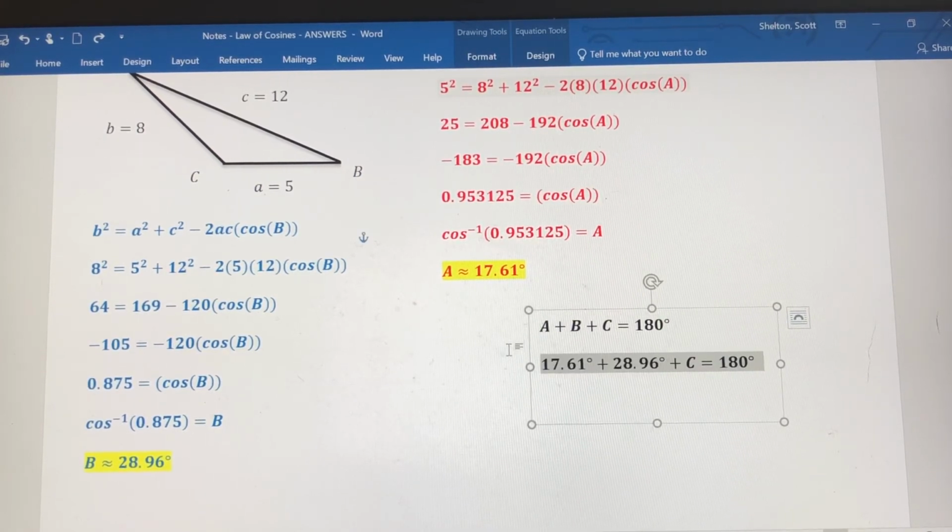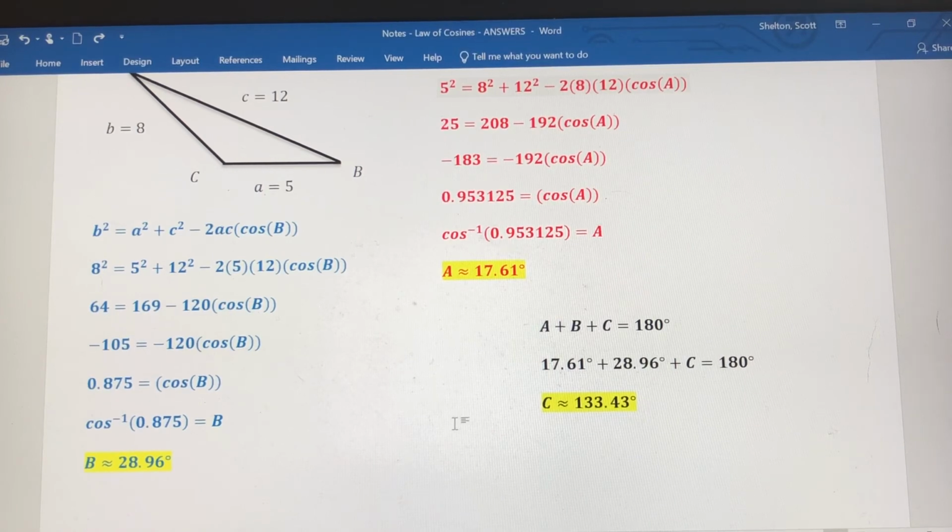All right, so A is 17.61 degrees, B is 28.96 degrees, and C is our unknown. Solve for C, and we get 133.43 degrees. Notice again, side C is the largest side, so angle C should be the largest angle. Side A is the smallest side, so angle A should be the smallest angle. And then B would fall in line next.